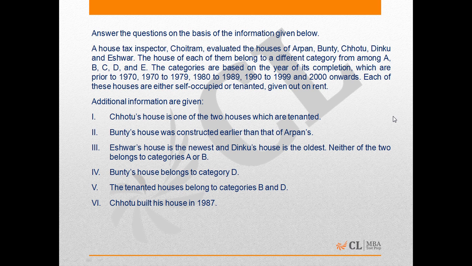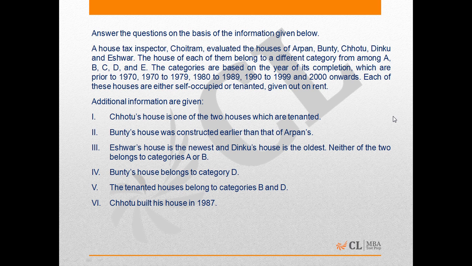A house tax inspector Shwetram evaluated the houses of Arpan, Bunty, Chotu, Dinku, and Iswar. The houses of each of them belong to a different category from among A to E. The categories are based on the year of construction, which are prior to 1970, 70 to 79, 80 to 89, 90 to 99, and 2000 onwards. Each of these houses is either self-occupied or tenanted, given out on rent.